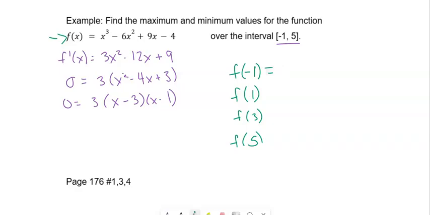If I put -1 into this expression here, I end up with -20. If I put 1 into this expression, I end up with 0. And if I put 3 in here, I end up with -4. And if I put 5 in there, I end up with 16. Now I'm just going to look for my maximum. There's my maximum right there. And there's my minimum right there.